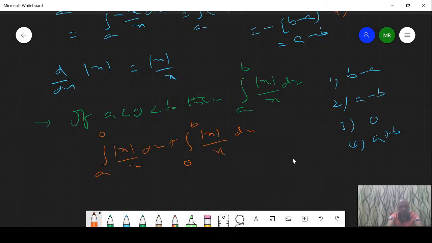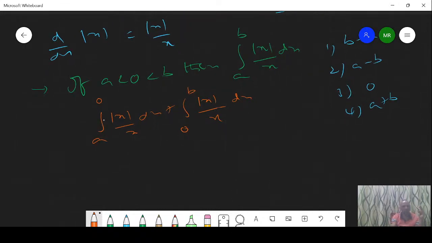Then when I have taken it like this, here from a to 0, a is a negative number. The mod x will be minus x, right? Here mod x will be minus x. So I can write, from a to 0, minus x by x dx. From 0 to b, this is a positive number, more than 0, so mod x will be x. That is the definition of mod x. So then I can write, from a to 0, minus 1 dx, and from 0 to b, 1 dx.